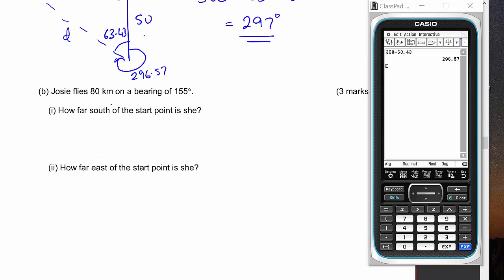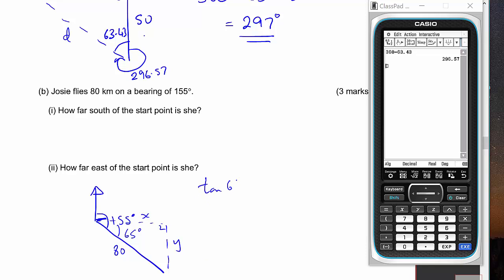Josie flies 80 kilometers on a bearing of 155, so let's think about her. She's gone down here, such that this is 155 degrees. And we want to know how far south and how far east she is. So we want to know this distance here and this distance here. Now, we know that's a right angle, so that means if that whole angle is 155, then this must be 65 degrees. And we know she went 80 kilometers.